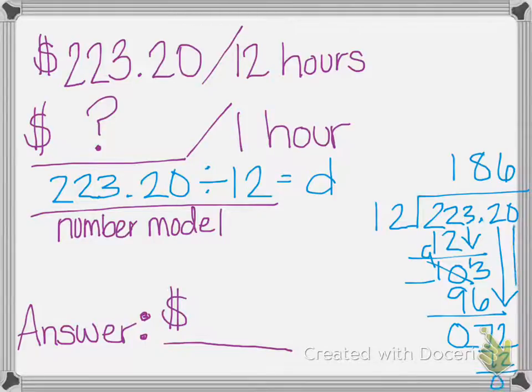Subtract. Bring down the 0. 12 goes into 0 0 times. And then since we have two places, in 1 hour, Jacory makes $18.60.